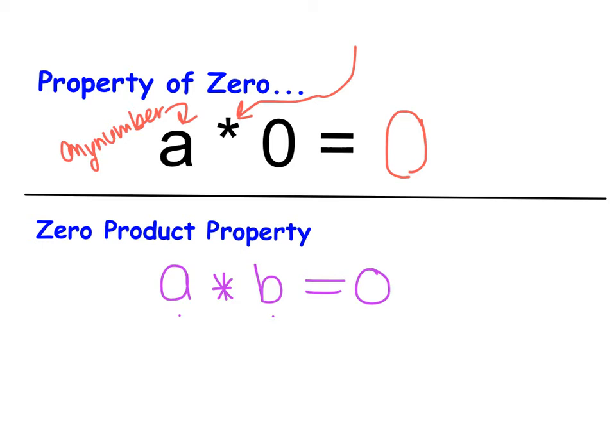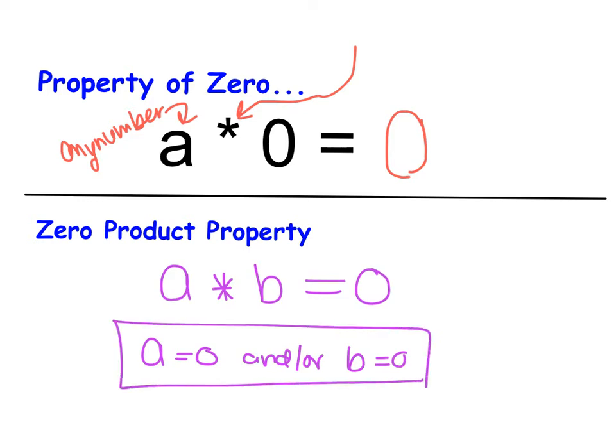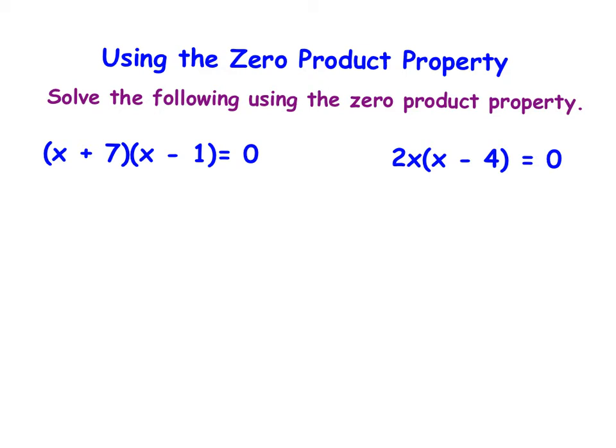So what we can say here is if we have a times b and it's equal to 0, then a equals 0, and or, depending on their values, b equals 0. So if we know that two things when multiplied equals 0, one or both of them must equal 0 in order for that equation to stay true. So now let's apply this zero product property to help us solve some equations.